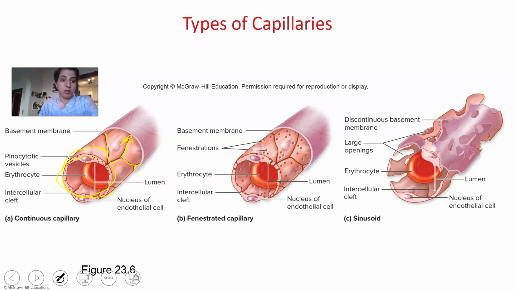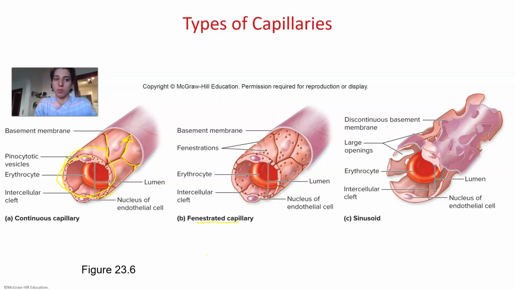If you said tight junctions, you are correct, right? So they're attached to each other. They're called continuous capillaries because they don't have any gaps in the endothelium. There's another type of capillary called a fenestrated capillary. And fenestrated means a window. A fenestration is a window. So they have holes or windows within the endothelium, which allows passage of more things.